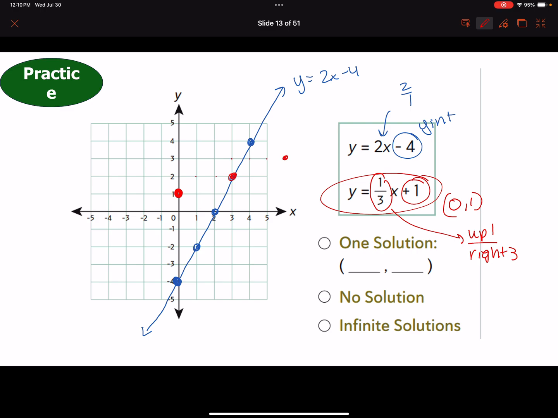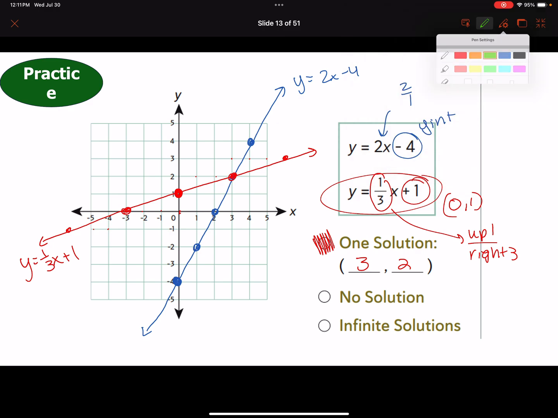I kind of go off the graph. I can reverse. Down 1, left 1, 2, 3. Down 1, left 1, 2, 3. Again, kind of off the graph. This is y equals 1/3 x plus 1. So this is another example where there's one solution. They have different slopes, so I know that, and they intersect at (3, 2). That's our solution right here, is where they cross.